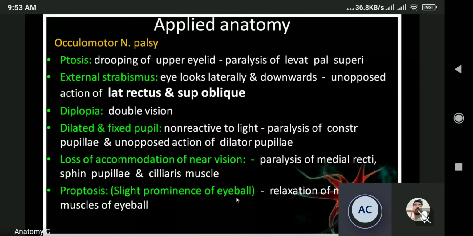Now, if you have any confusion related to the oculomotor nerve, then you can ask me. Otherwise, I'll move to the next cranial nerve. Hello? This is the oculomotor nerve.